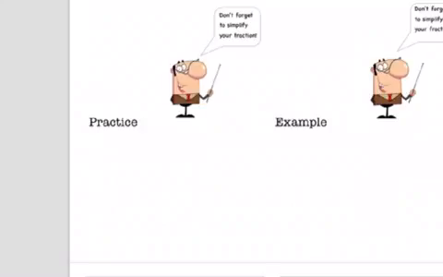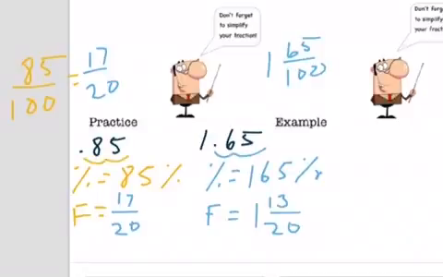And that's really the best way to do this if you end up with a number in the ones place. I want you guys to try these on your own real quick. I want you to try 85 hundredths and 1 and 65 hundredths. Can you turn both of these into a fraction and a percent? Go ahead.